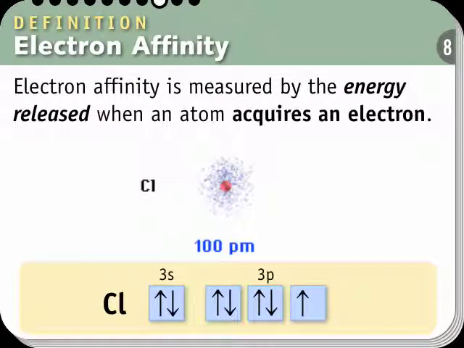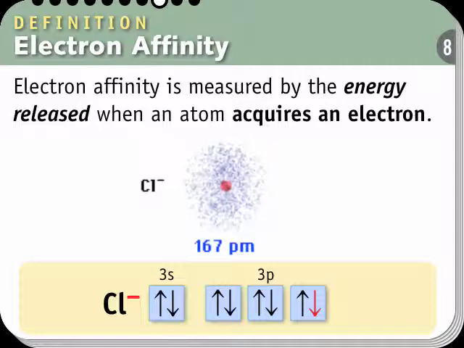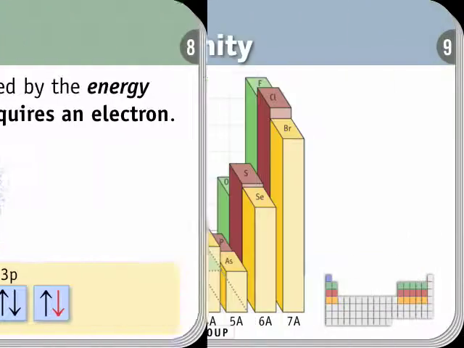A number of atoms take on electrons to form anions. We can measure the ability of an atom to acquire an electron with the electron affinity. The electron affinity is defined as the energy released when an atom in the gas phase acquires an electron. When a gaseous atom accepts an electron to become an anion, the energy it releases is a measure of its electron affinity. For chlorine, this is minus 349.0 kilojoules per mole.